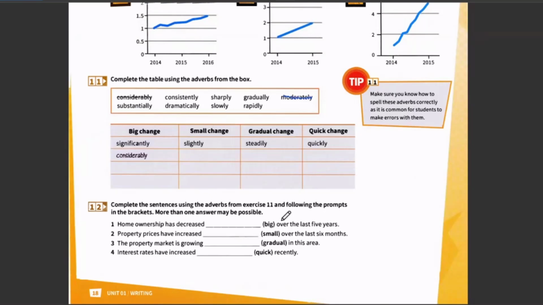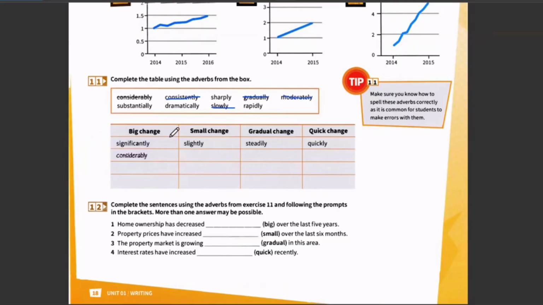It's already here. Now, for gradual change, the last one, steadily, is already given. You said slowly, and any more? Gradual. Yes, very good. Gradually, consistently. Very good. So, steadily, gradually, slowly, and consistently. Excellent. So, are you clear of all these?